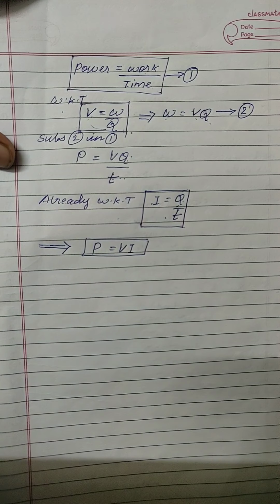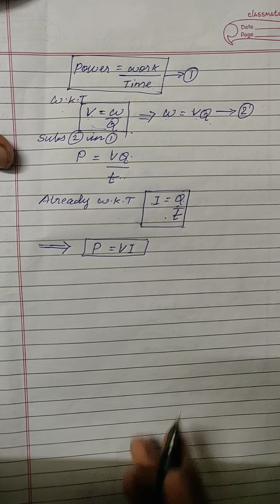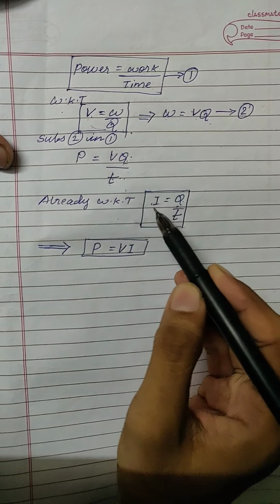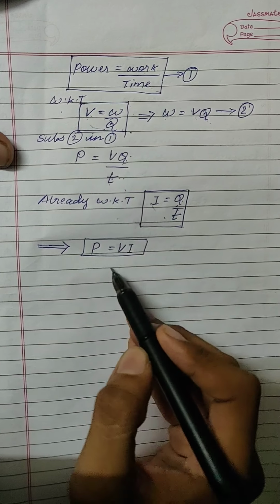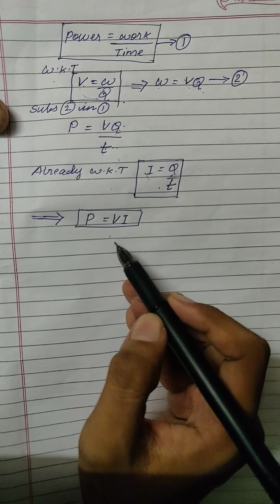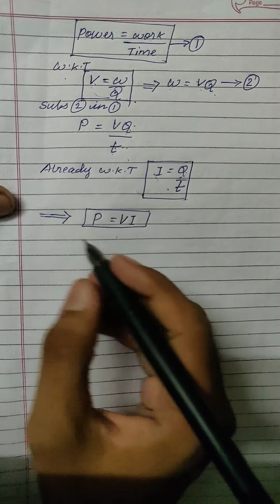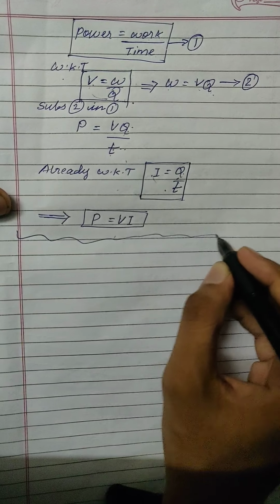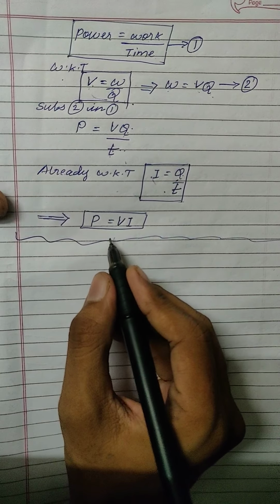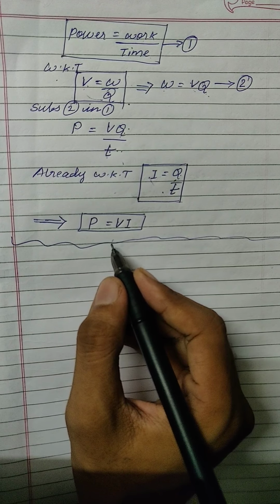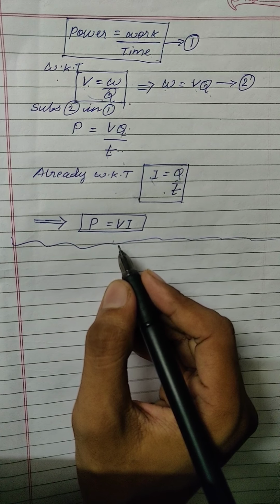It's very simple. Can you understand? Instead of Q by T, I am substituting I. So this will become V into I. With this, the concept of power is over. But we have multiple formulas for power depending upon how we use it. This I'll explain now.